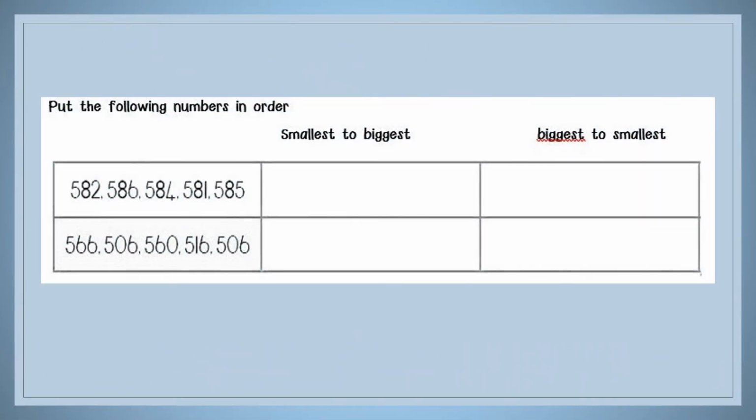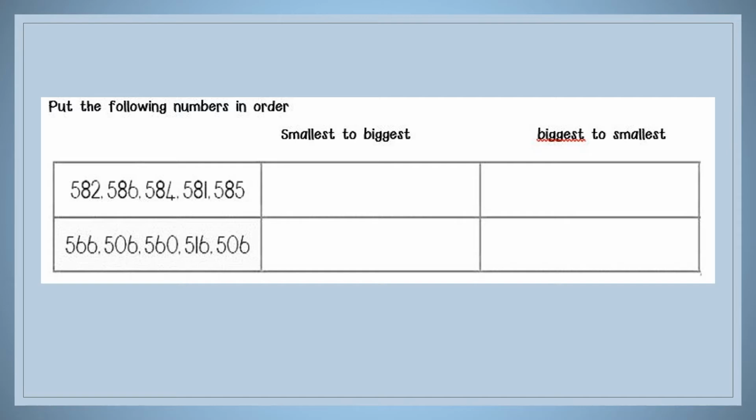Now learners, look at page 16. It says put the following numbers in order. The first one says smallest to biggest and the second one says biggest to smallest. So let's look at the numbers. 582, 586, 584, 581, 585. Remember, the first column says smallest to biggest. You're going to start with the smallest number and you're going to end with the biggest number. And the second column says biggest to smallest. You're going to start with the biggest number and end with the smallest number.